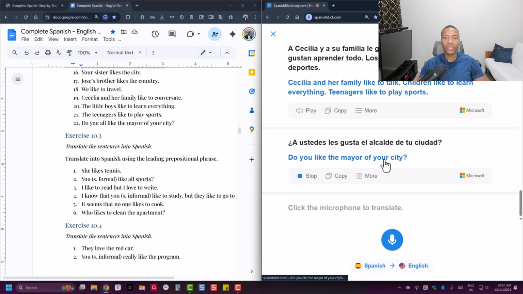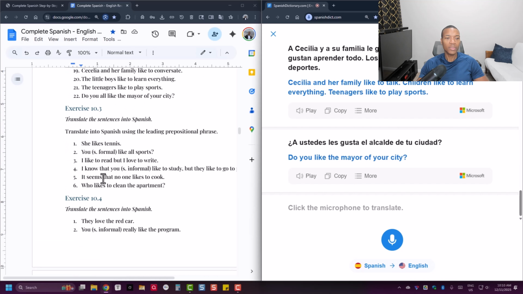Do you like the mayor of your city? All right. Exercise 10.3. 6 sentences. Translate. Okay, so they wanted us to use the leading prepositional phrase, what I've been already using. Number 1 through 3. She likes tennis. Do you like all the sports?